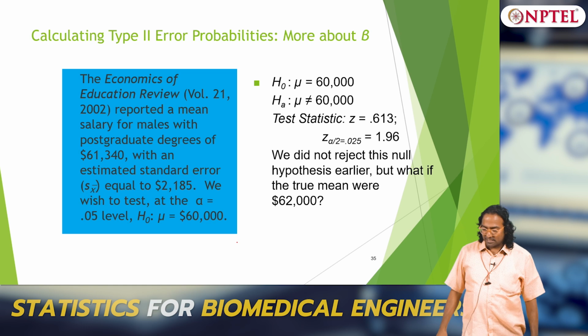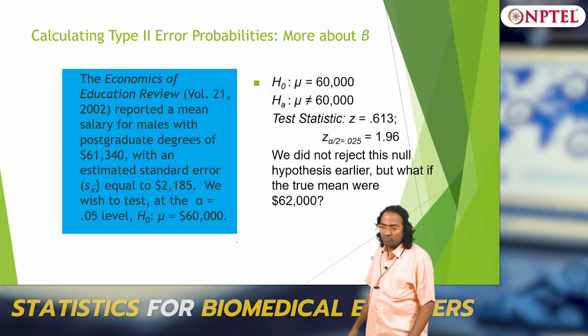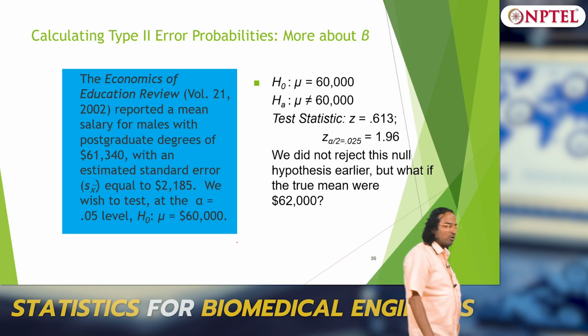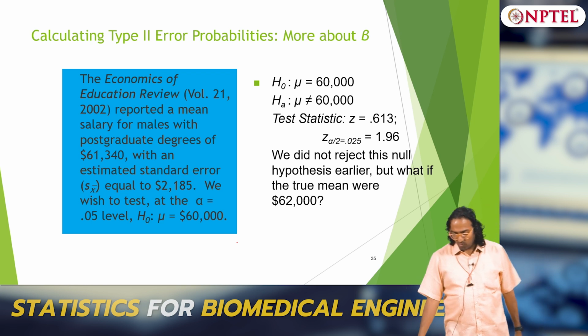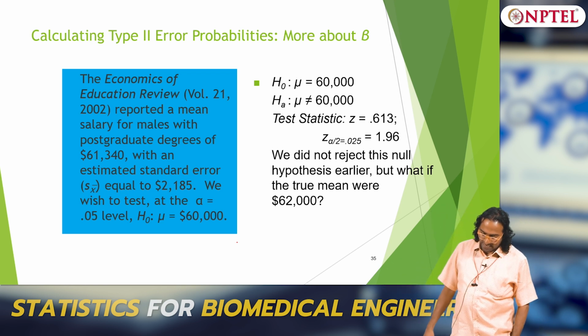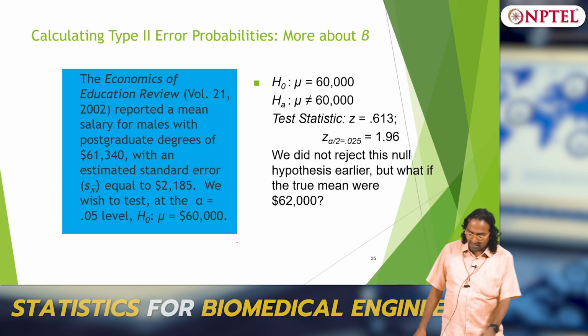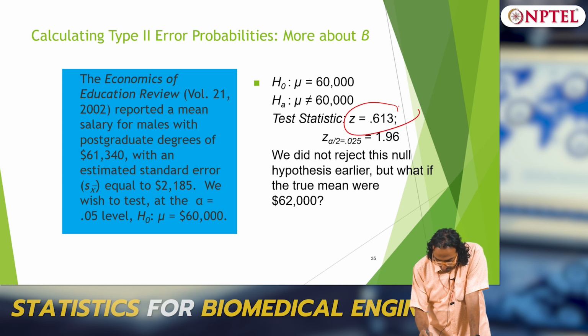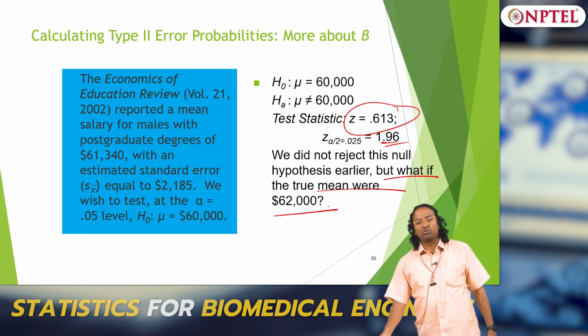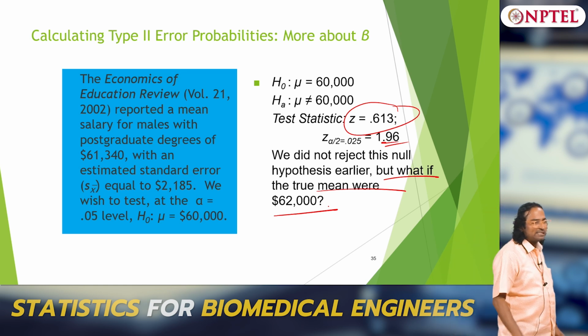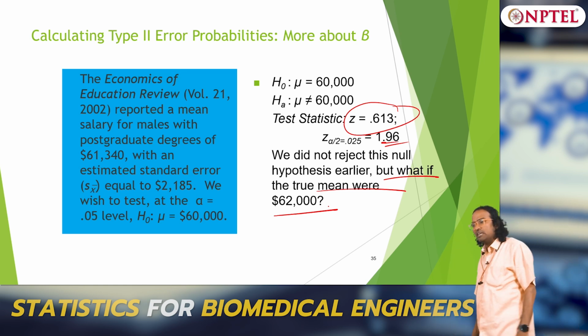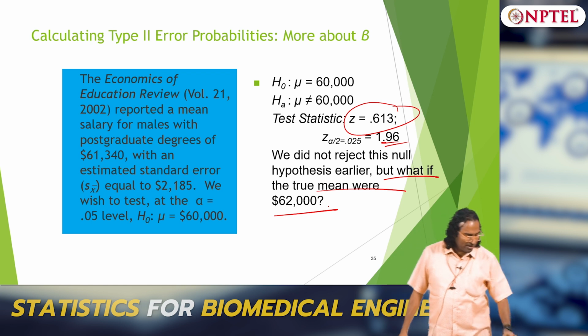Okay, let us take this example, and we will do a problem so that you understand. Let us take a simple example, the postdoc salaries, with mu equals 60,000 and mu naught equals 60,000. You can calculate the test statistic z equals 0.613, and z alpha by 2 is 1. We did not reject this hypothesis earlier, we know this problem. But what if the true mean is 62,000? The true mean is 62,000, or the delta is 2000. So what is the beta?